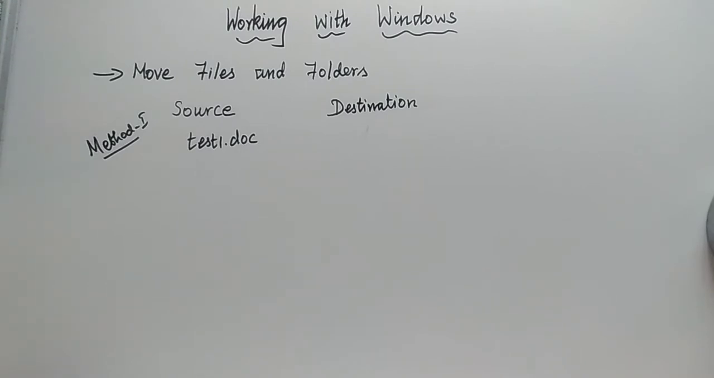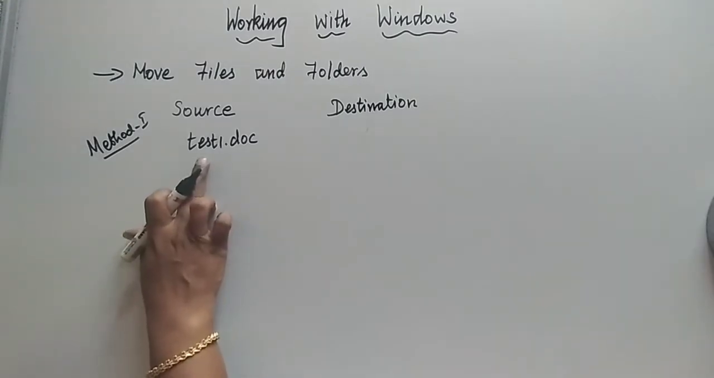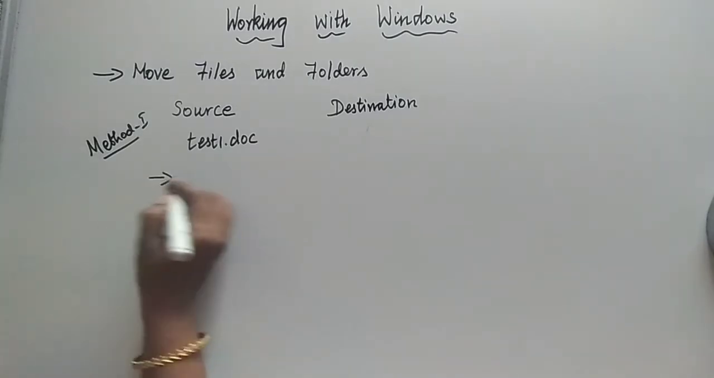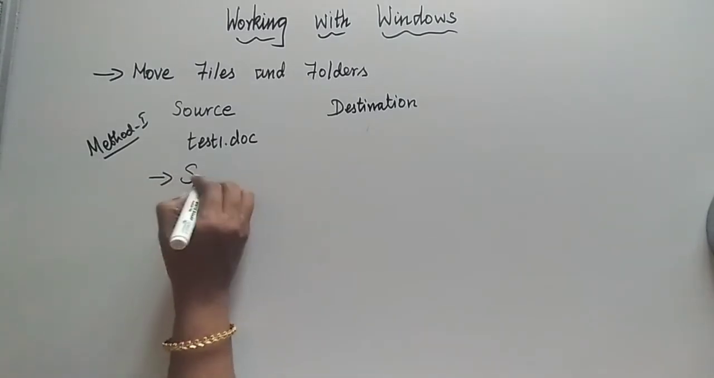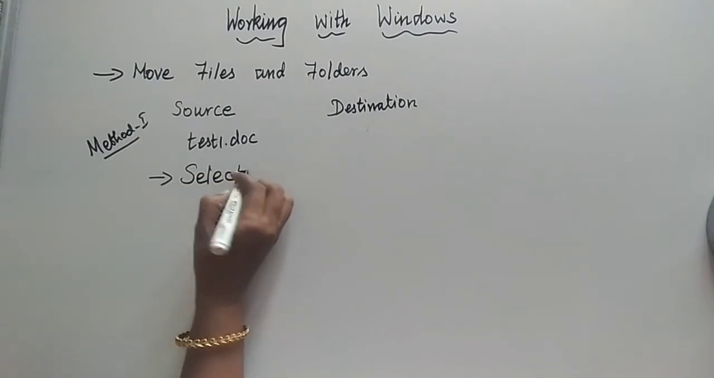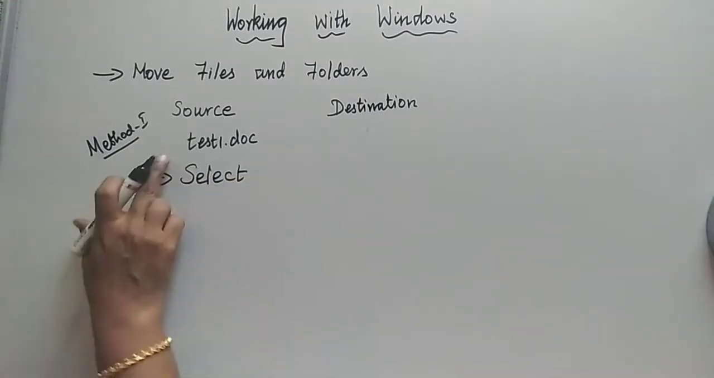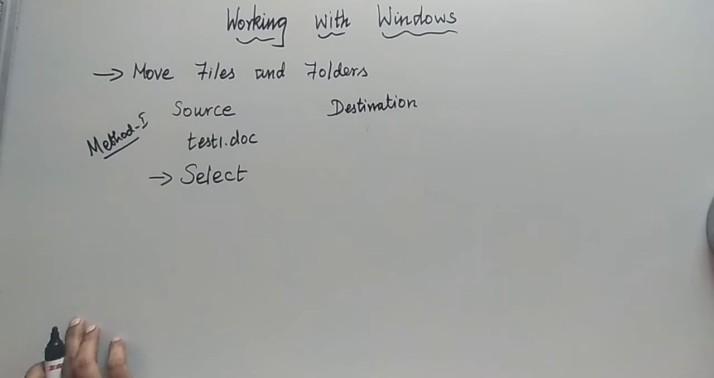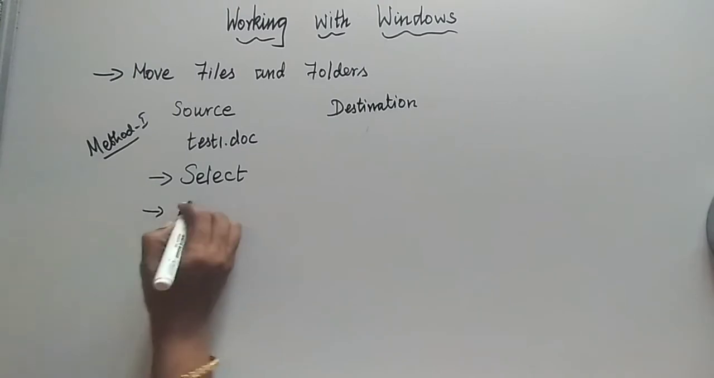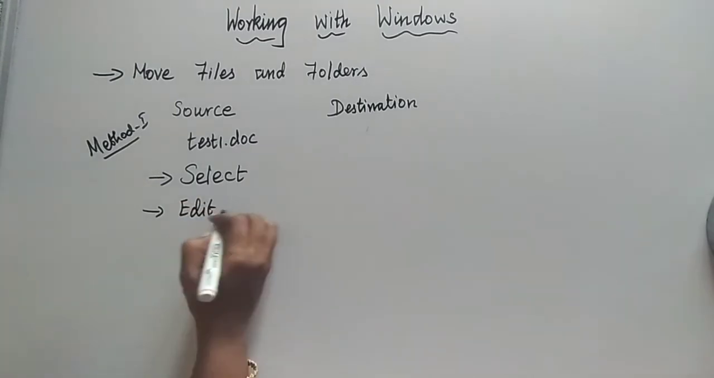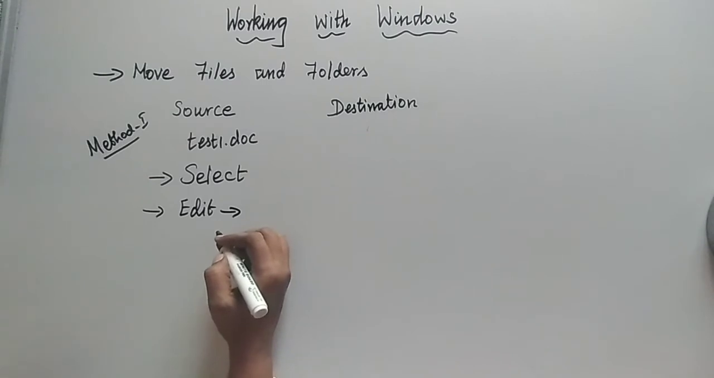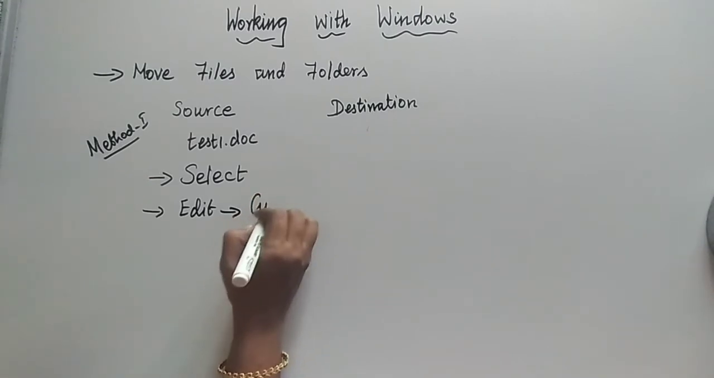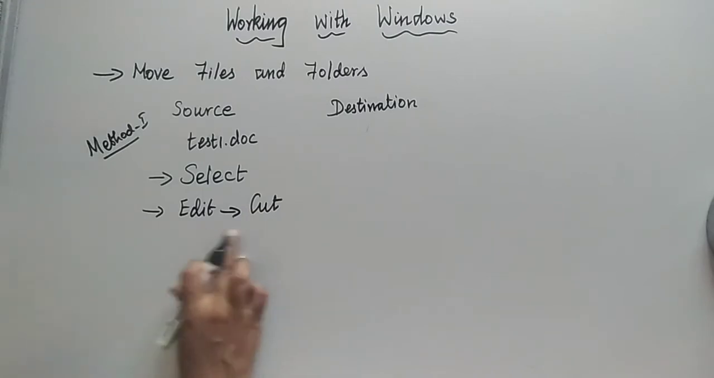For that, what are the procedures you have to follow? You are going to select the file first. Don't forget each and every step. Before proceeding, you must select it, so now you have selected test1.doc. Next, what do you have to do? From the menu, you are going to click Edit, then Cut.